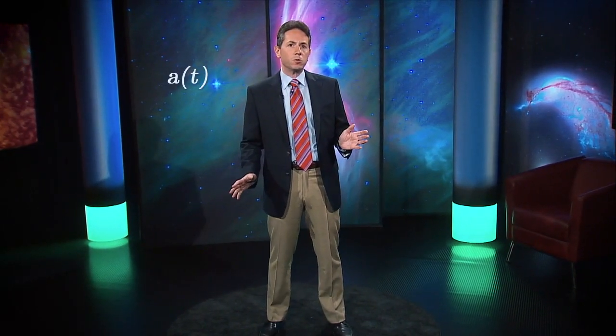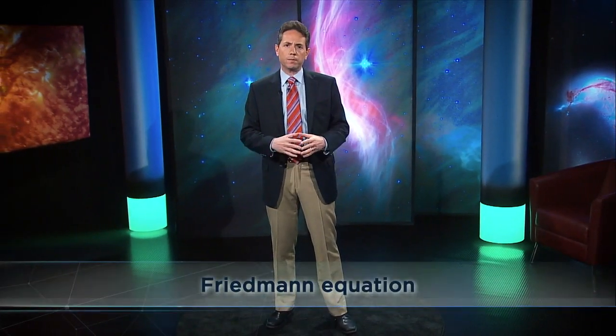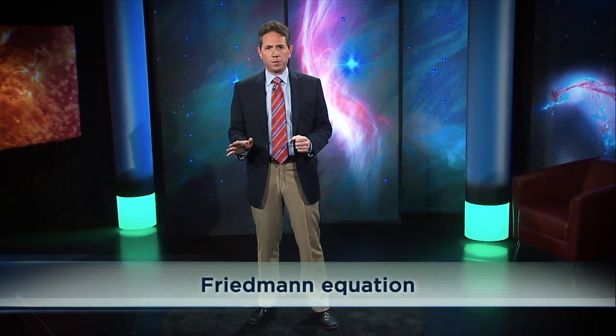The distance between any pair of galaxies grows in proportion to A. But what equation determines how A varies with time? It's called the Friedmann equation, and we will approach it in stages.